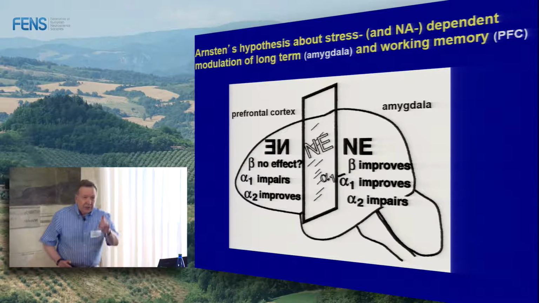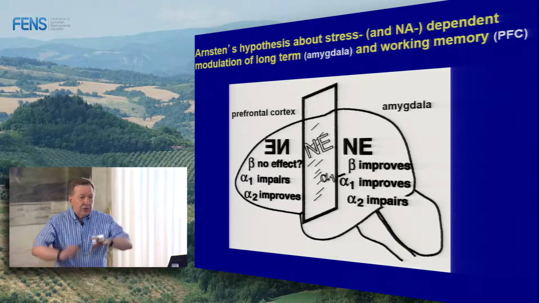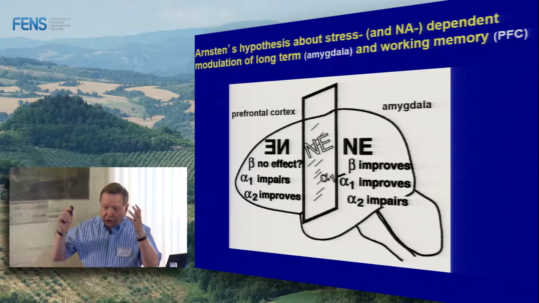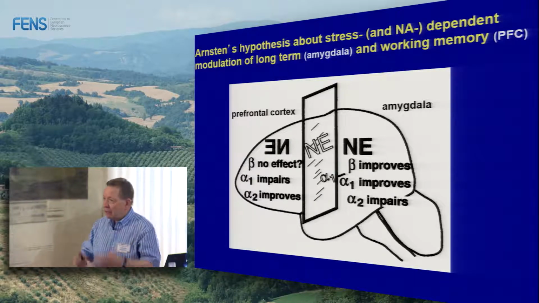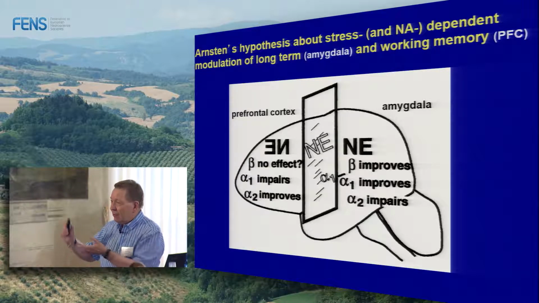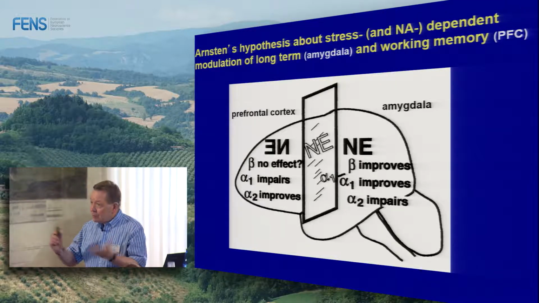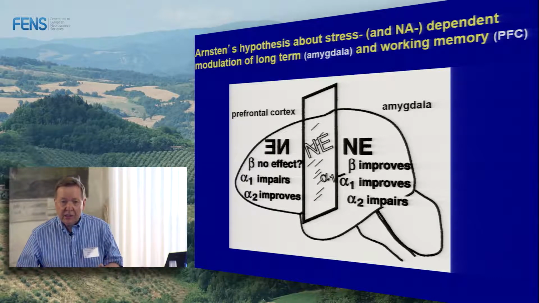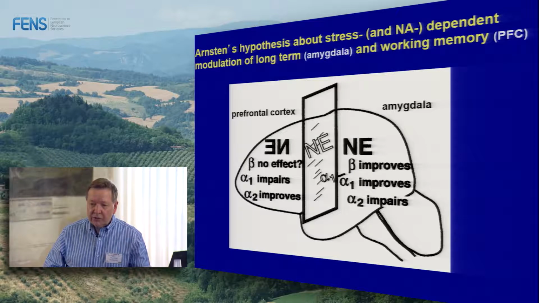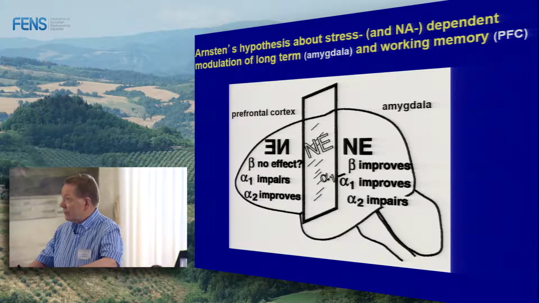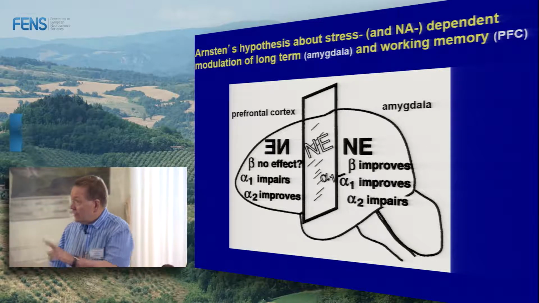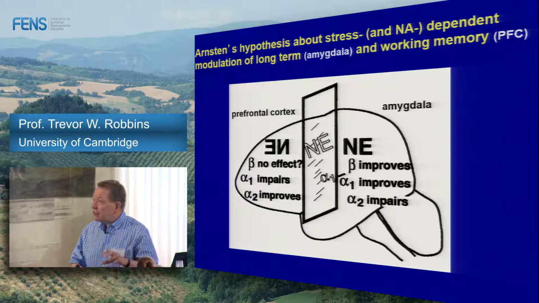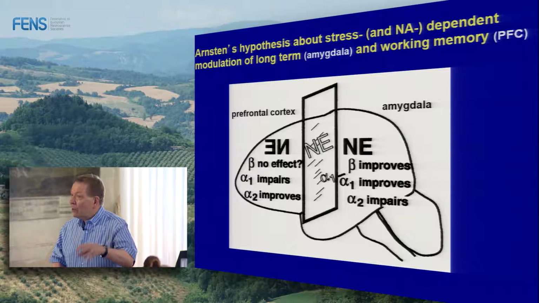So the interesting thing, coming to your point, is that noradrenaline has different effects in different parts of the brain. What's good for the frontal cortex is bad for the amygdala, and what's good for the amygdala is bad for the frontal cortex. So under high levels of stress, activating these alpha-1 receptors, working memory is impaired in monkeys. But the same drug at the same doses will improve aversive conditioning in rats by working in the amygdala.